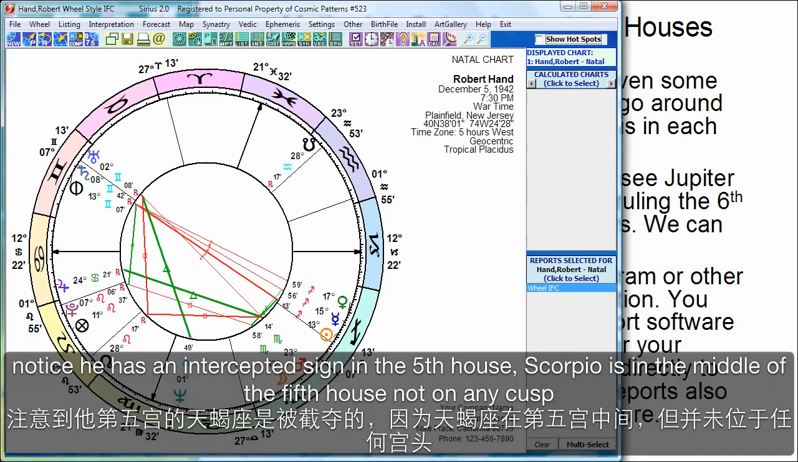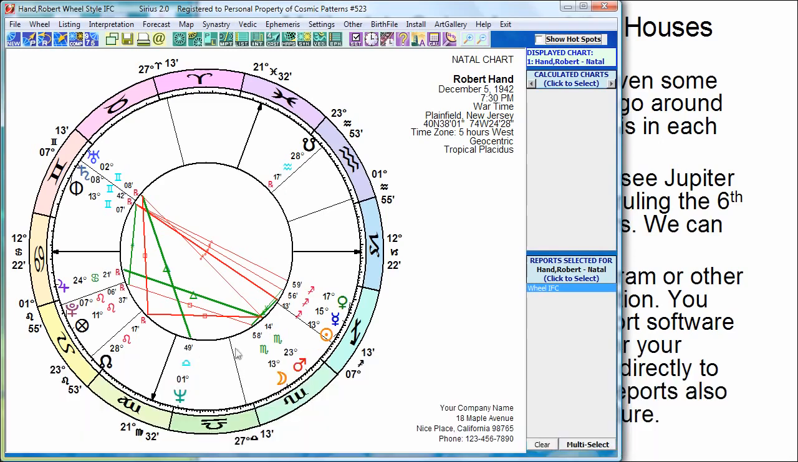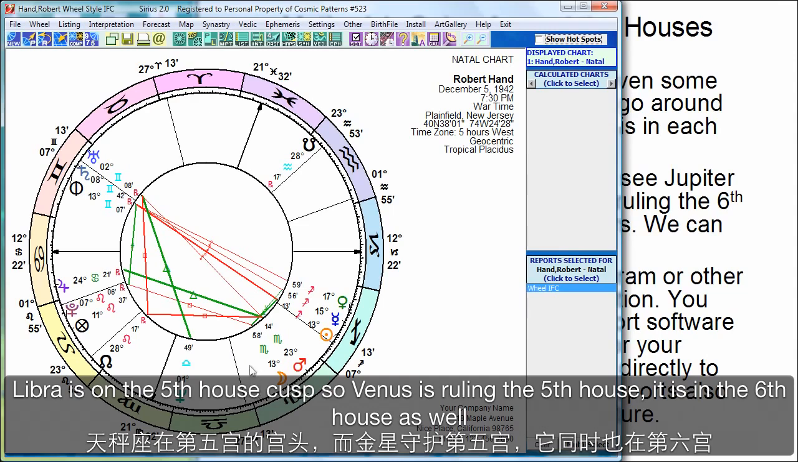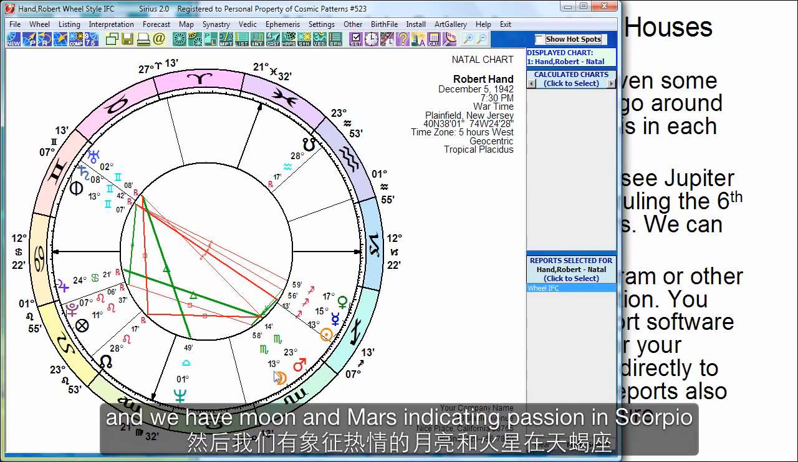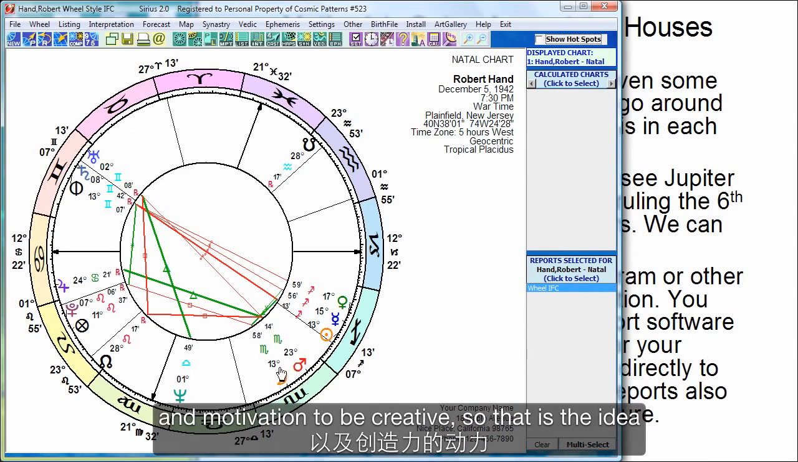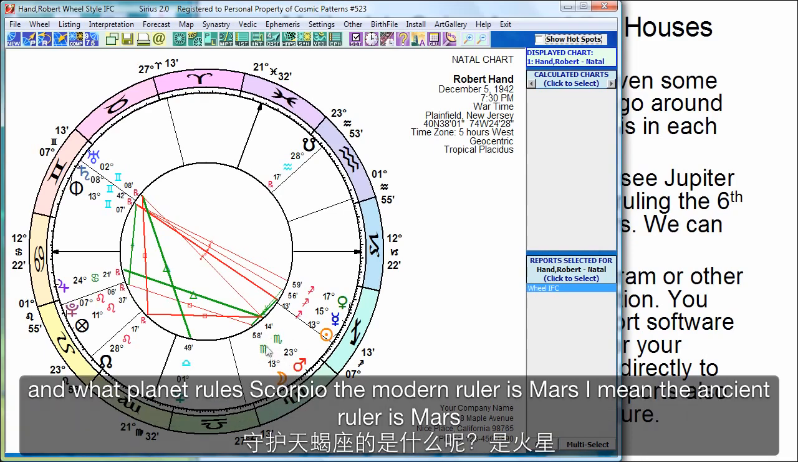Notice he has an intercepted sign in the 5th house. Scorpio is in the middle of the 5th house, not on any cusp. Libra is on the 5th house cusp, so Venus is ruling the 5th house. It's in the 6th house as well. And we have Moon and Mars indicating passion in Scorpio and motivation to be creative. So that's the idea. And what planet rules Scorpio? The modern ruler is Mars. The ancient ruler is Mars.